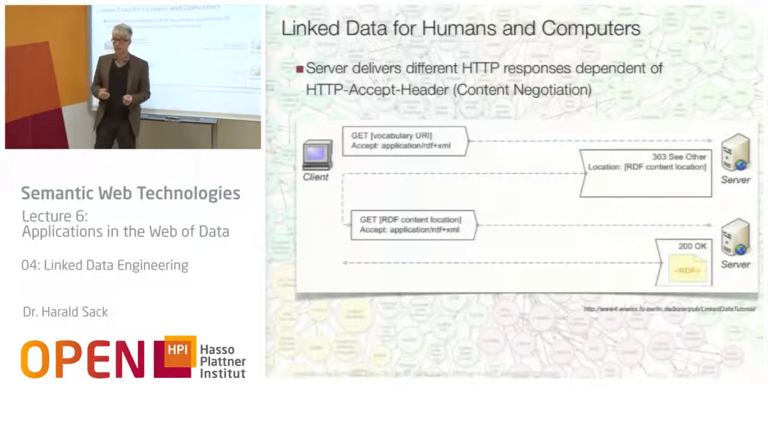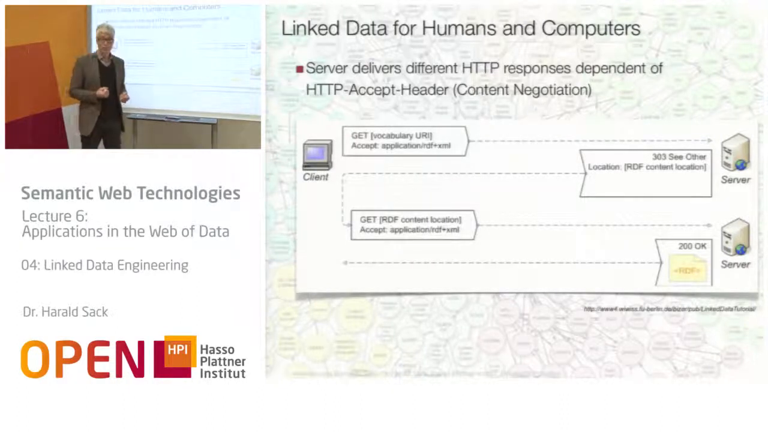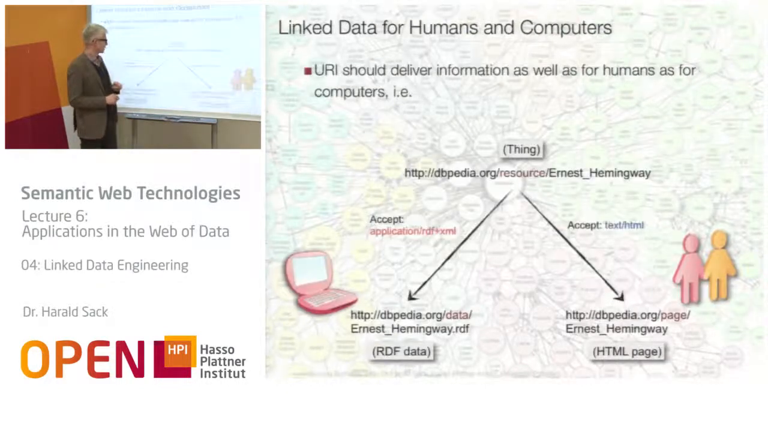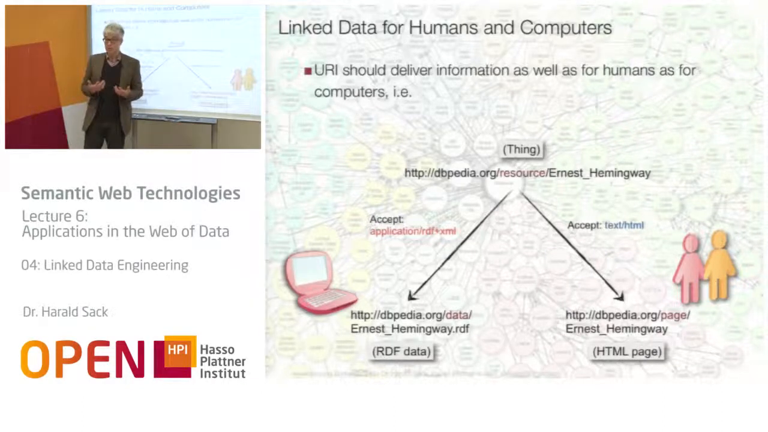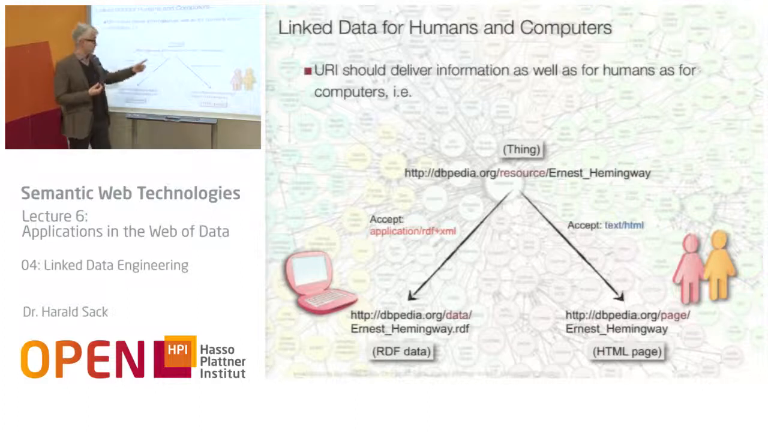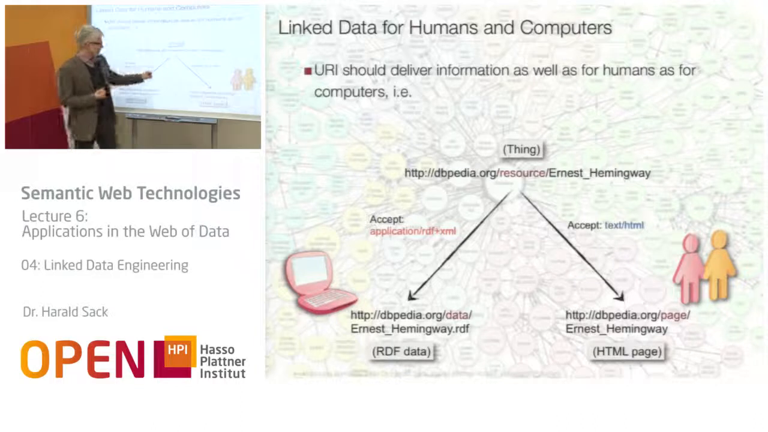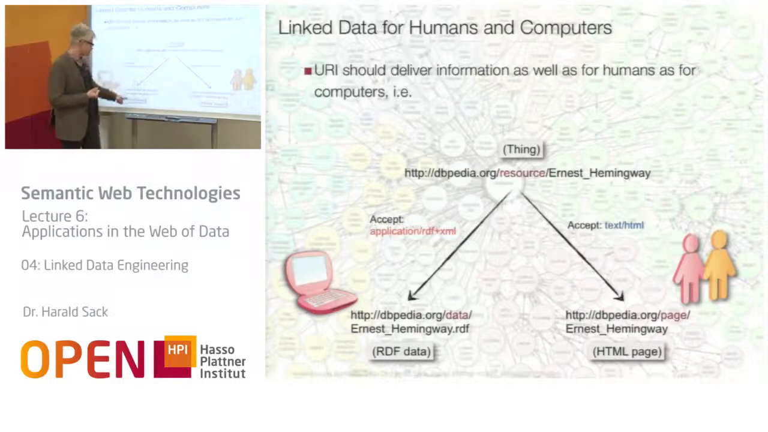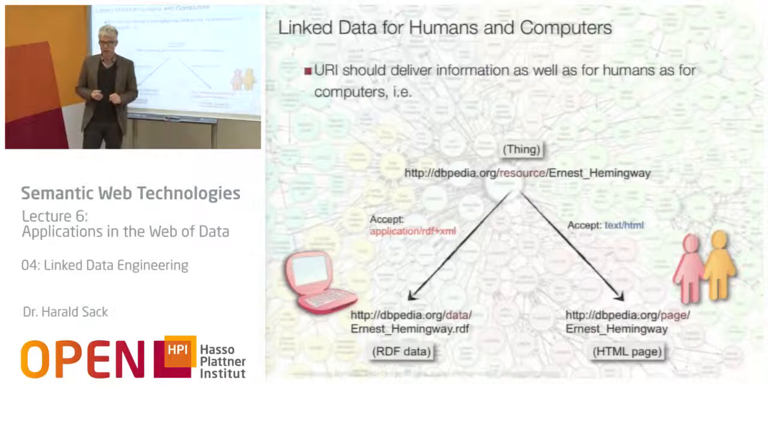And you have already seen this in the homework of the course for the first lecture. There you had the question about the URI of resources in DBpedia. And of course, you noticed that there is a difference between resource and page within DBpedia. For example, here we have the resource Ernest Hemingway, which denotes the resource itself. And it depends on the accept header whether you will get the HTML page back or another URI with the RDF data.